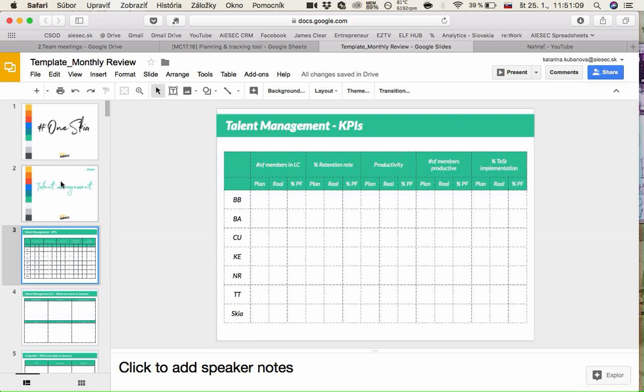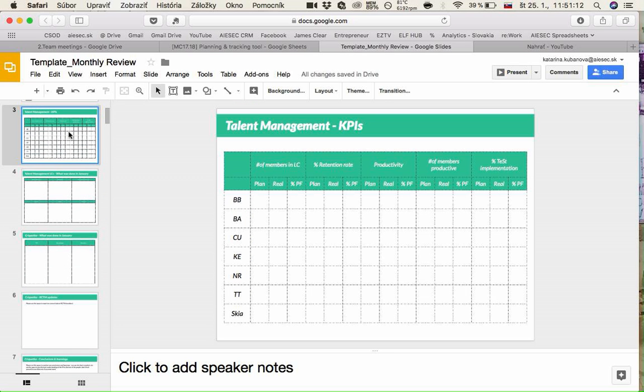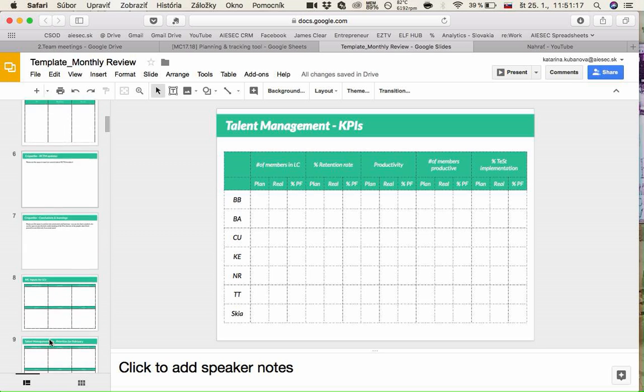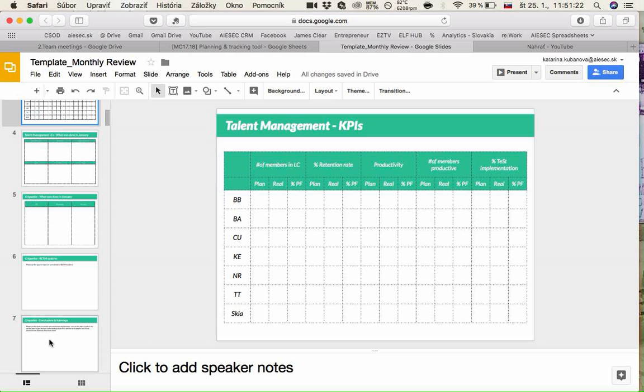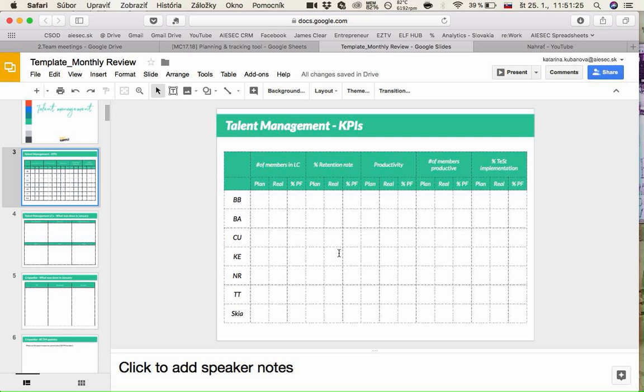So that is the first thing. Then there are several slides, as you can see. Now look on my left. The green ones are all the slides for TM, but that's not everything that is expected. The first thing is KPIs, looking at where we stand as an entity when it comes to talent management. LCPs are going to fill in for their LCs the situation or the reality when we look at these KPIs, and then we also have SKIA performance.